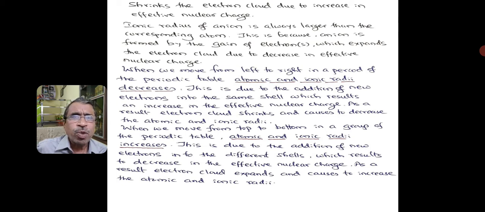When we move from top to bottom in a group of the periodic table, atomic and ionic radii increase. This is due to the addition of new electrons into different shells, which results in a decrease in the effective nuclear charge. As a result, the electron cloud expands and causes an increase in the atomic and ionic radii.